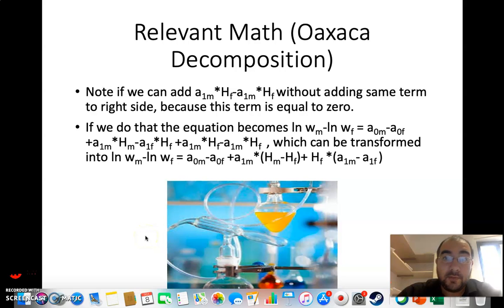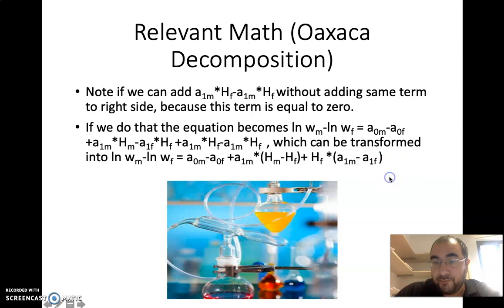Now we are adding two factors to the equation, which is A1M times HF minus A1M times HF. So we take the coefficient of the man and the human capital level of the woman. But since one of them is positive and one of them is negative, this should not have any effect on the equation at any level, for any individual or at the general level basically.